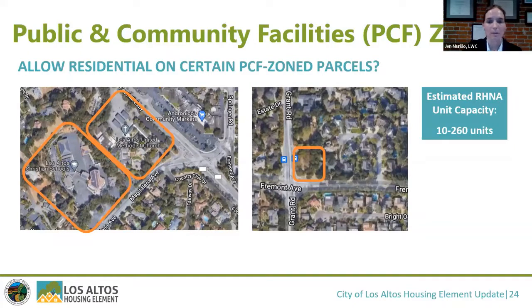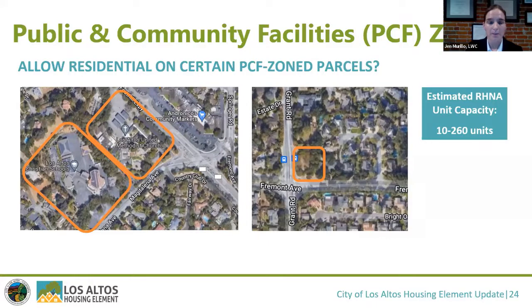There are 3 parcels in the public and community facilities, or PCF zone, that have been raised as potential candidate sites. These are 2 church sites off of Magdalena Avenue. They're about 6 acres each. And although they're developed, they do have surface parking areas that could potentially be converted into housing, especially considering legislation encouraging housing on religious institution properties.